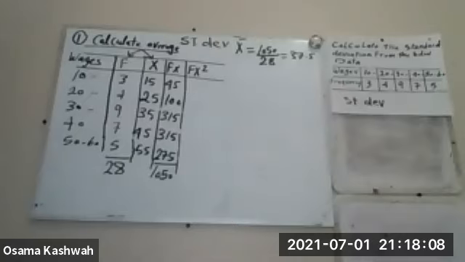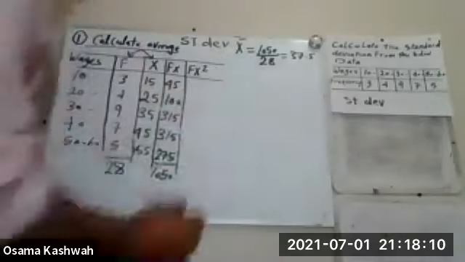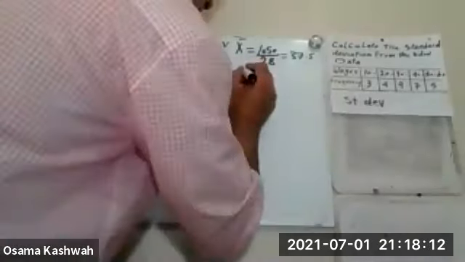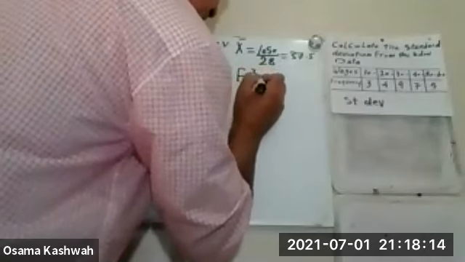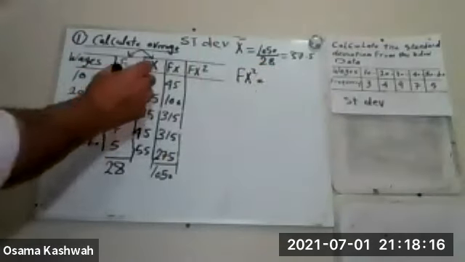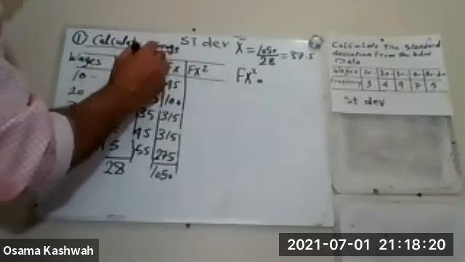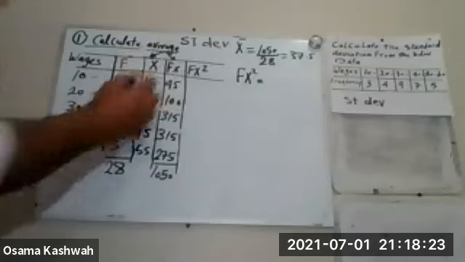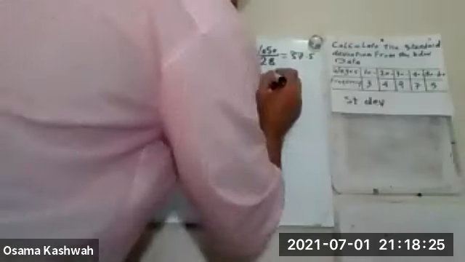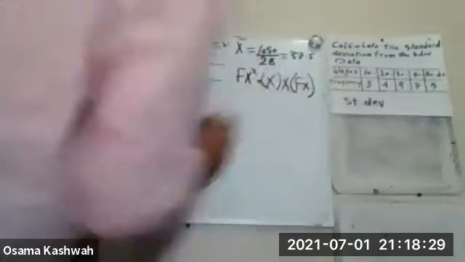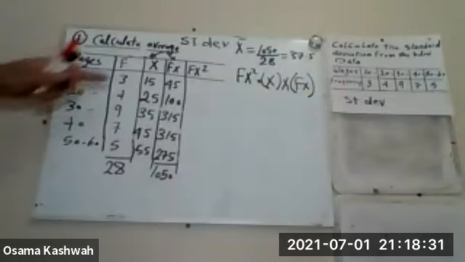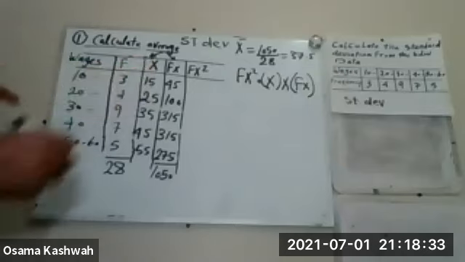How will I get the standard deviation? I have to calculate first Fx squared. Fx squared equals those two multiplied by each other, which is column X by column Fx. So the first one, 15 as an example.